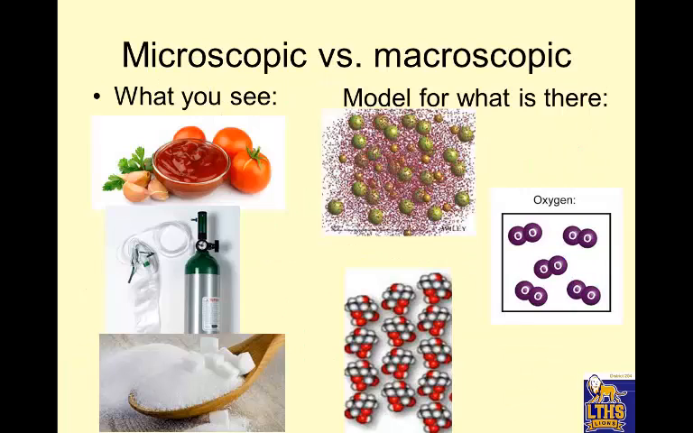Microscopic versus macroscopic. Micro is small, small, small, small, small. Macroscopic is what we see. Microscopic is what we would see if we could see.